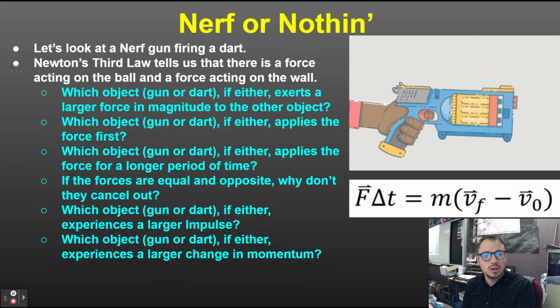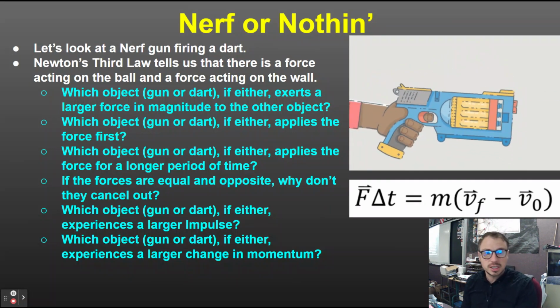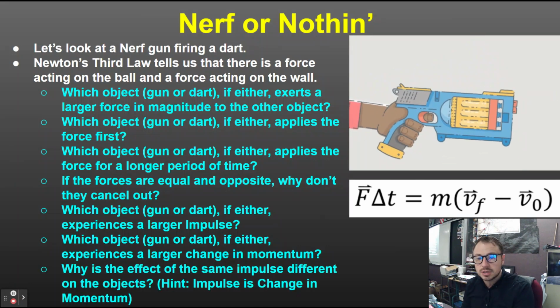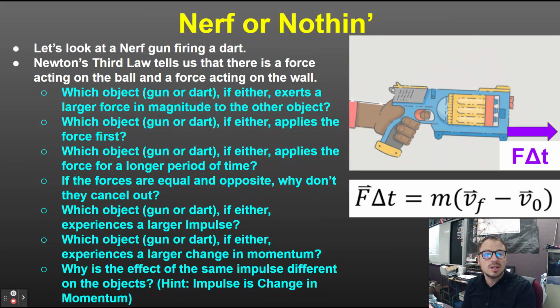Which object experiences a larger change in momentum? Change in momentum is impulse. Impulse is change in momentum. If they each are applied the same impulse, they each experience the same change in momentum. Why are the effects of the same impulse different on the objects? Because that dart has a much smaller mass.